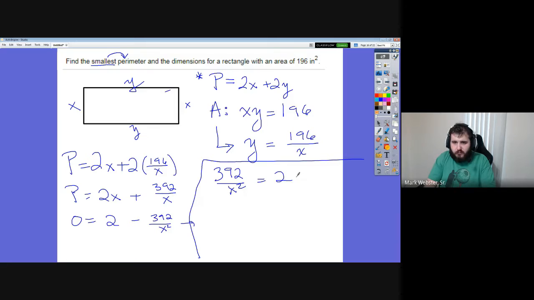And then you can cross multiply or however you prefer to think about it, but you end up with 2x squared equals 392. And now we're just going to solve for x. Since we're dealing with dimensions, geometry, lengths, those are always going to be positive numbers. So when we take the square root here, you're not going to need to worry about the negative.